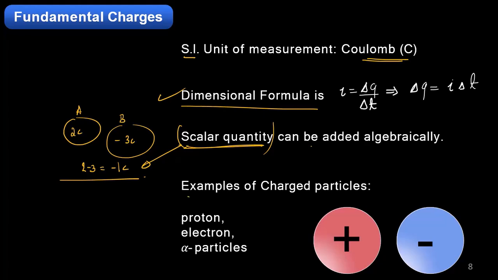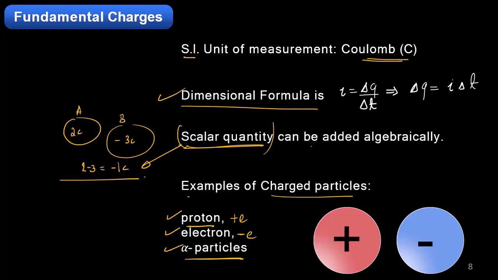Now these are some examples of charged particles. The charged particle may be treated as a proton, electron, or alpha particle. Proton has a positive charge. What is the amount of charge inside the proton? I say +e. Electron is the negative charge, so I say it is -e. Now what is an alpha particle? Alpha particle is nothing but the helium nucleus.